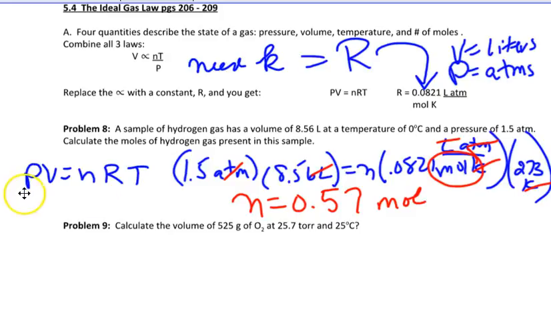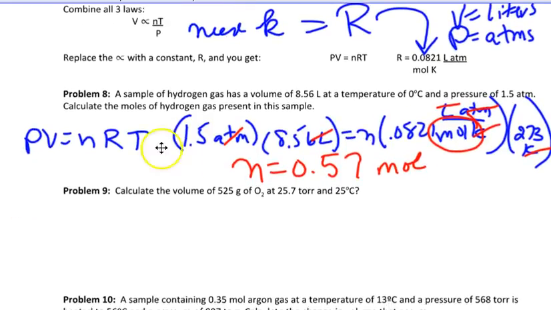So speaking of that, here's problem number 9. Calculate the volume of 525 grams, periodic table, of oxygen. We have 25.7 torr and 25 degrees C. Good heavens, you have to fix everything. Why don't you take some time out, pause this, and see how you do.